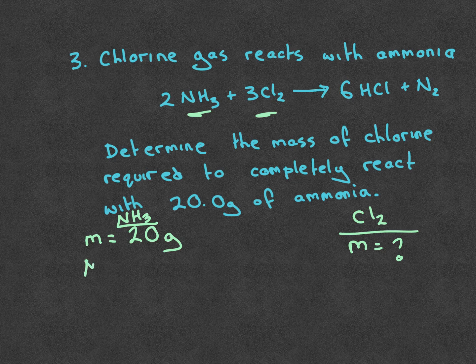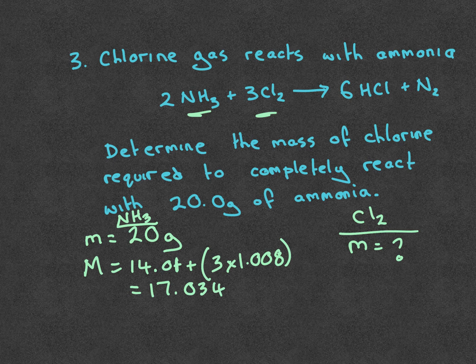Well, one thing we do know is we can calculate the molar mass of ammonia. Our molar mass of ammonia is going to be nitrogen, which on the periodic table is 14.01, plus 3 hydrogens, which is 1.008 each. We add all of that up: 3 times 1.008 plus 14.01 gives a molar mass of 17.034 grams per mole. Remember our units.